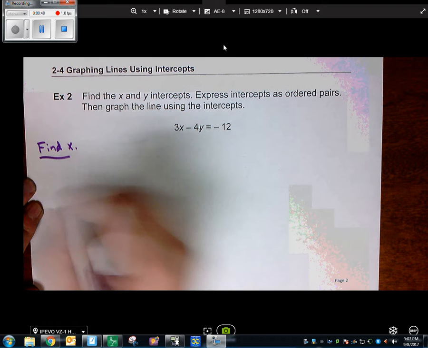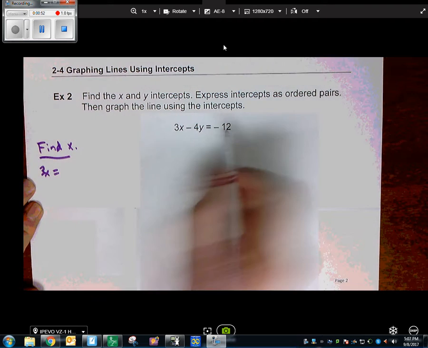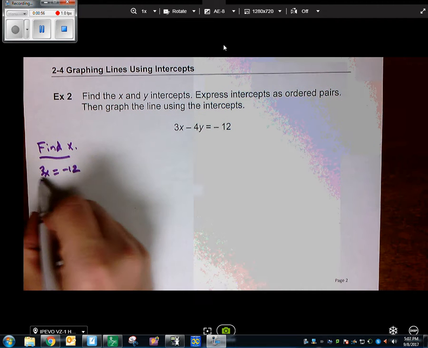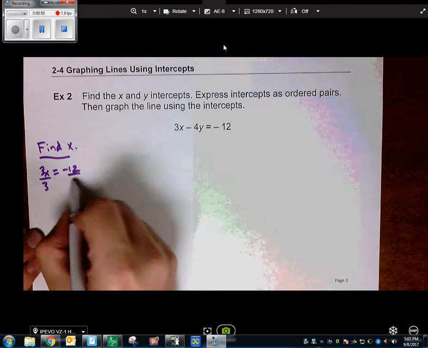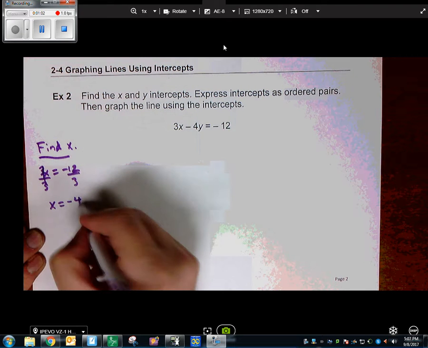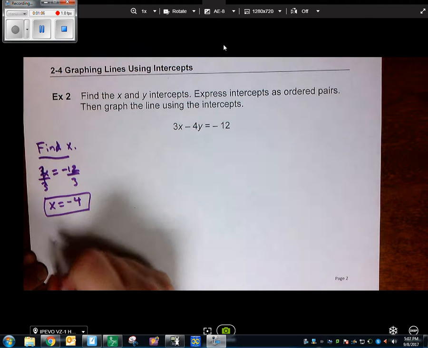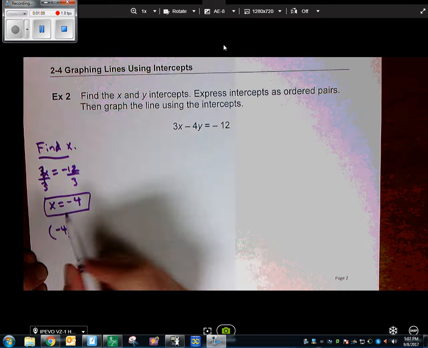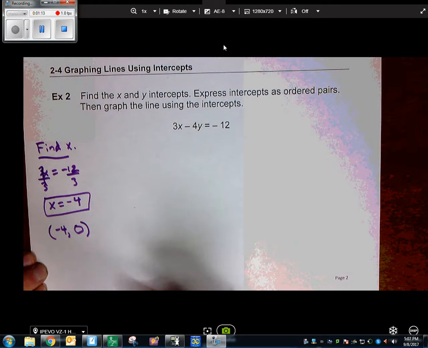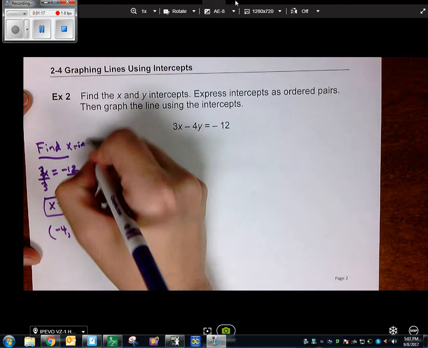3x is on my left side. Don't care about this y stuff. On the other side I have negative 12. To get x by itself, we divide both sides by 3. And that tells us that our x-intercept occurs where? Exactly, at x equals negative 4. And as an ordered pair, if x is negative 4 for my x-intercept, y is always what? Y is always 0. Okay, so let me actually say intercept here.